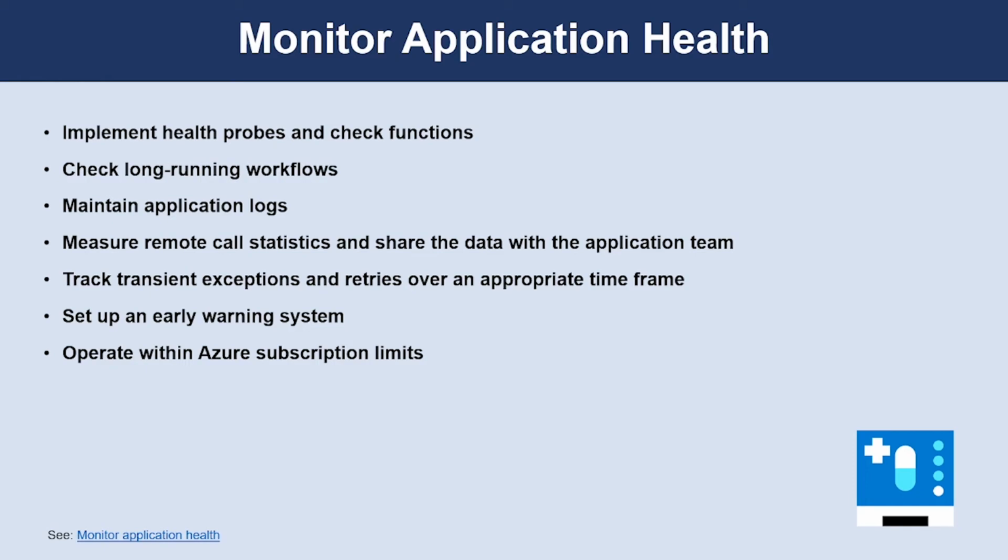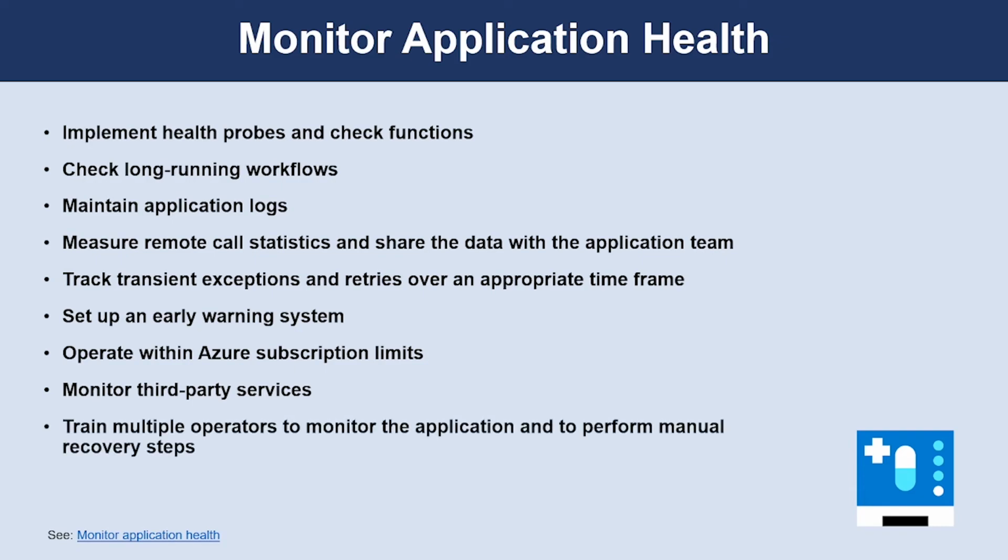Then operate within Azure subscription limits. Azure subscriptions have limits on certain resource types, such as the number of resource groups, cores, and storage accounts. So watch your resource types. Then monitor third-party services. So log your invocations and correlate them with your application's health and diagnostic logging using a unique identifier. And train multiple operators to monitor the application and to perform manual recovery steps. So make sure there is always at least one trained operator active.